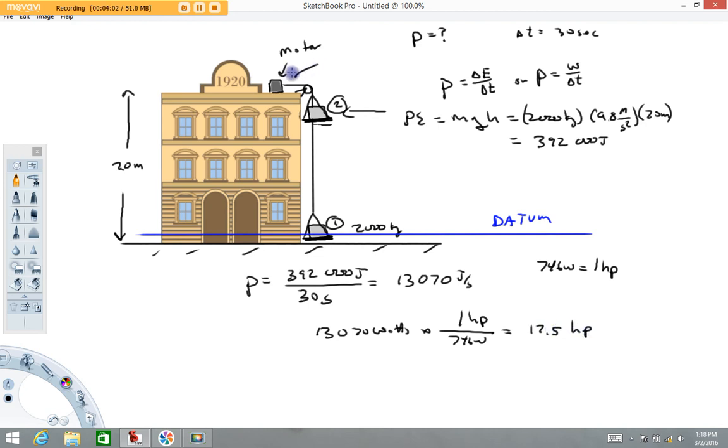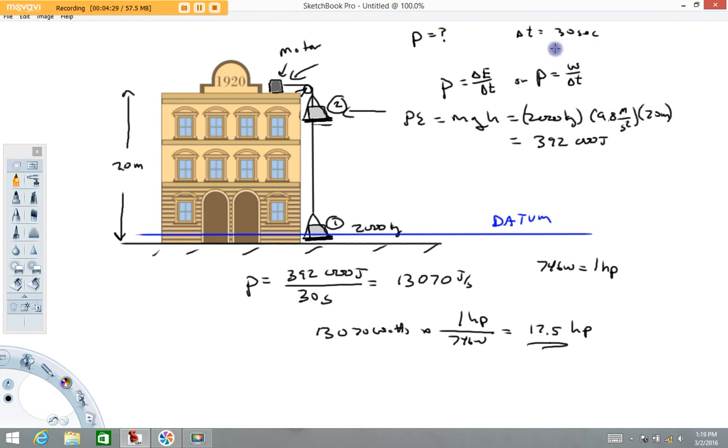So this motor right here has to be at least 17.5 horsepower, and you never want to overstress a motor. Definitely it should be more than 17.5. If we actually need to get that load up there in 30 seconds, we would definitely want to hook up a motor more powerful than 17.5. But the 17.5 horsepower represents the bare minimum power requirement to get this load from position 1 to position 2 in a time frame of 30 seconds.